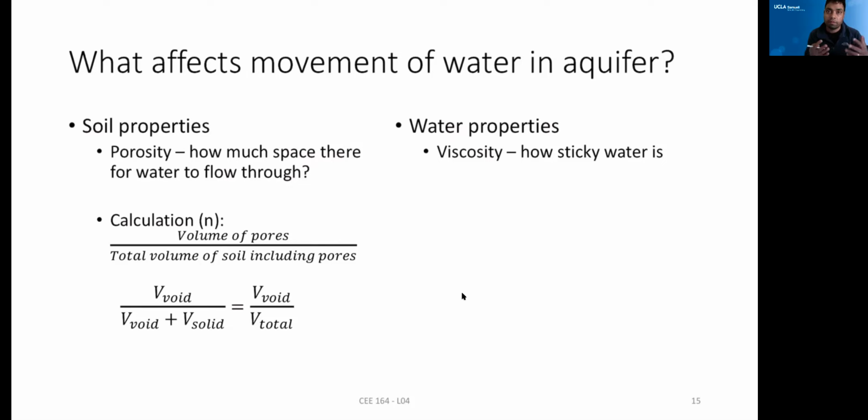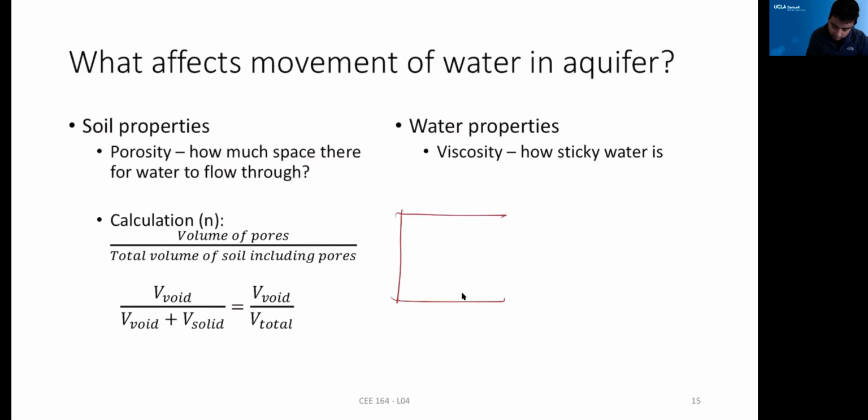Porosity is the concept of how much pore space you have in the groundwater aquifer. So if you have more space, that means you have less friction, and then you can move faster. So porosity is something that you have to calculate for your site. The way you calculate it is you calculate the void space in a small amount of soil. Void space means the space inside divided by the total volume of the soil, including the volume of the soil.